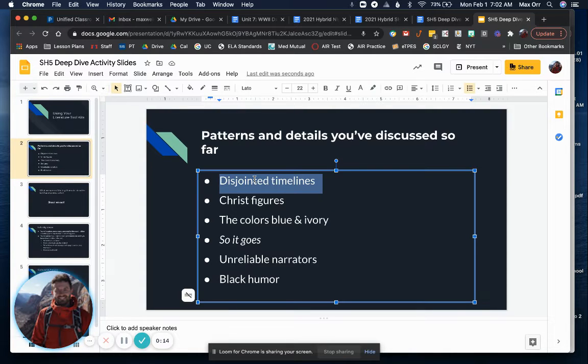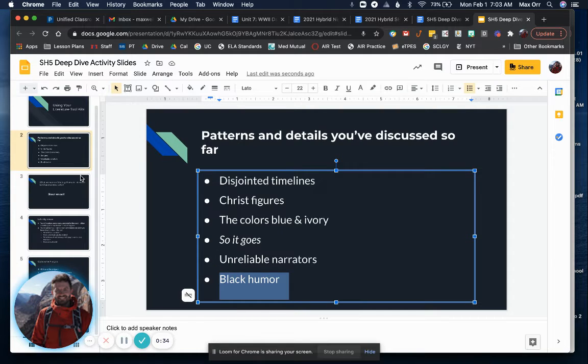We've talked about the structure of the text, the disjointed timeline. We've talked about Billy as a Christ figure. Some of you have talked about the colors blue and ivory, the motif "so it goes." We had a discussion last week about unreliable narrators and the effect they have on our understanding of the story. And we haven't talked about it a lot, but we've at least mentioned the black humor in the book. There's a lot more to be unpacked in this text, but these are some of the big ones that we've looked at so far.